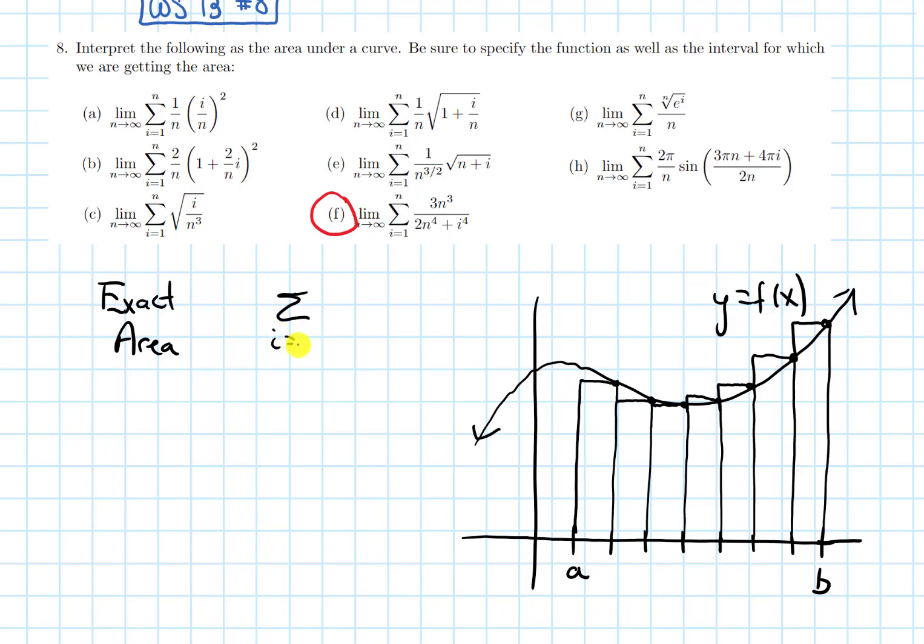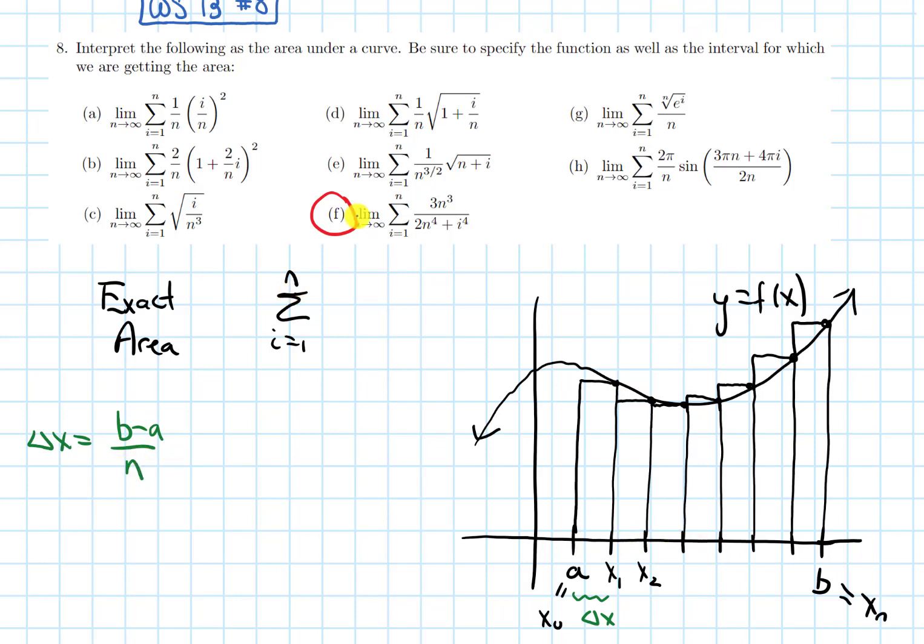I'll get the sum from i equals 1 to n of something. I'm going to introduce some labels so I can write something in my sigma notation. I'm going to call this leftmost endpoint x naught. The next tick mark will be x1, then x2, and I keep going until I reach b, which I'll call xn. The other thing I'll need to know is the length of one of these subintervals. We call that delta x, and the formula is the length of the whole interval, b minus a, divided by the number of pieces n.